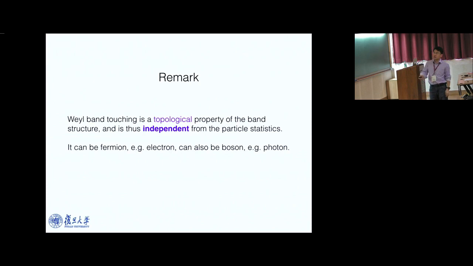So these bands, this wire band touching, as I said, are topological properties of the band. It's independent of the statistics of the particles, so it can apply to other bosonic systems, such as photons and magnons. In this talk, I'm focused on magnons, which are the magnetic excitations of an antiferromagnet.